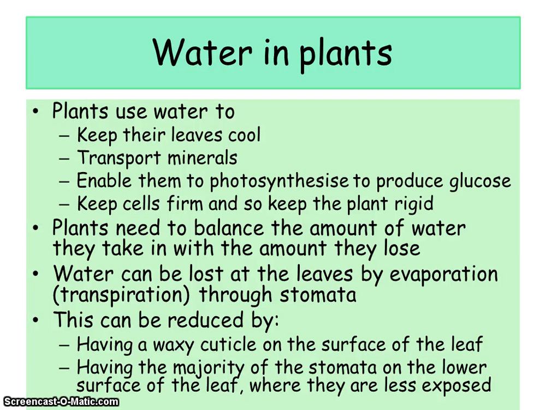Right, we're going to have a look now at osmosis, and we're going to have a look at transpiration, two processes that take place in plants in order to move water around in particular. Plants use water to keep their leaves cool, transport minerals, it enables them to photosynthesize to produce glucose, keep the cells firm, and so keeps the plant rigid.